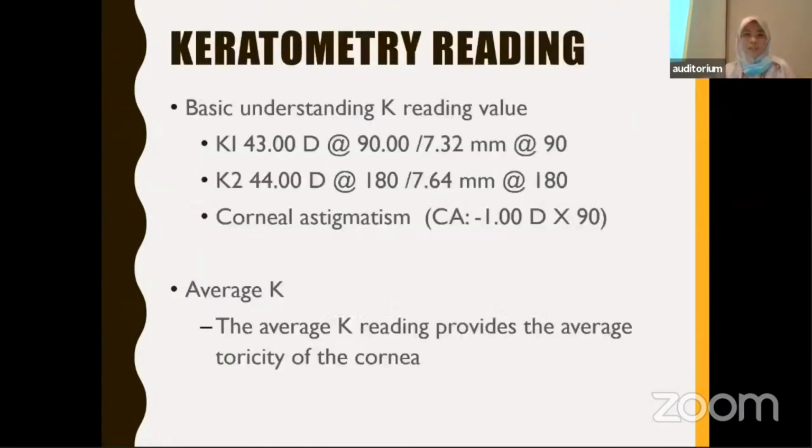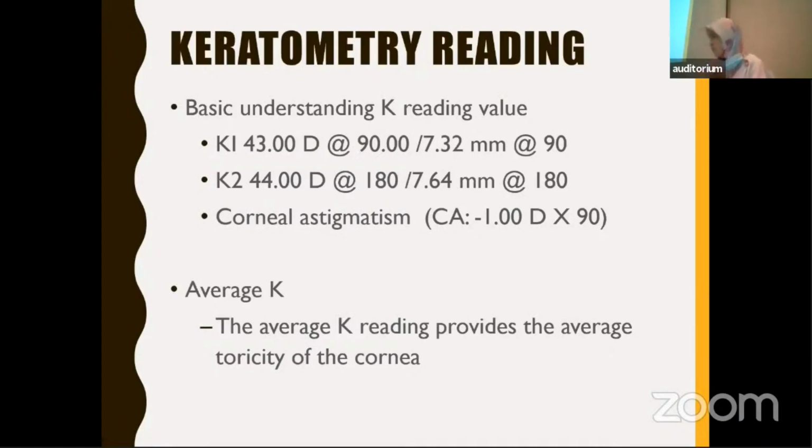Advantage of automated K. Okay, basic understanding of K reading value. K1 is the flattest one. K1 is the flattest one. We commonly write in diopter, which is 43.00, and 7.32 is the radius in millimeter, frequently used in contact lens calculation. For now, always consider the diopter part.